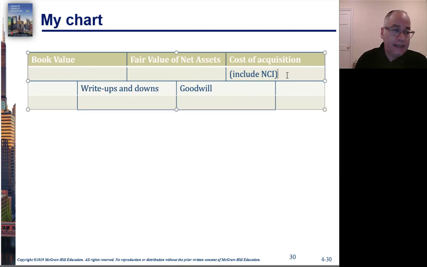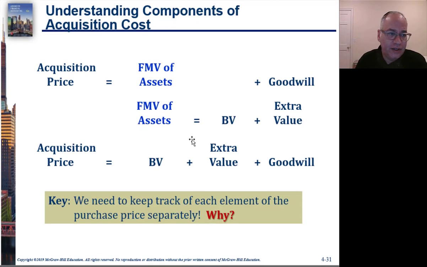Using my very elegant method, the cost of acquisition is 1,500. The fair value of the net assets, I like to say fair value because it's not necessarily market value, is $1,000, and the book value is 800. So you have write-ups and write-downs of 200, and you have goodwill of 500. And that's kind of how I like to put it down, but whatever works for you.